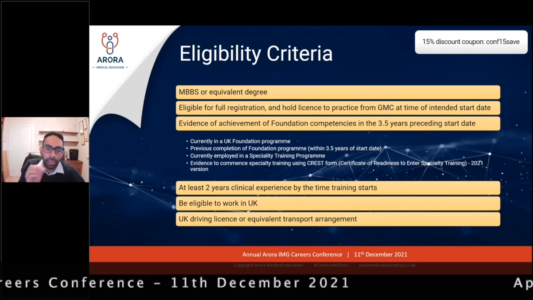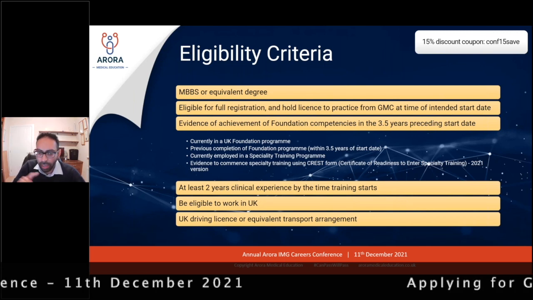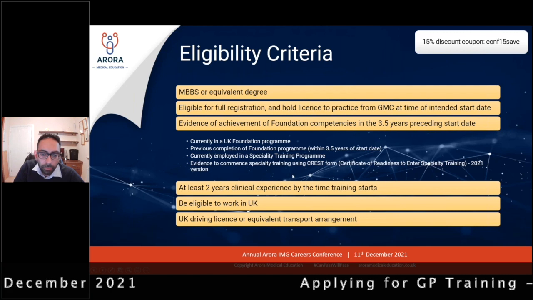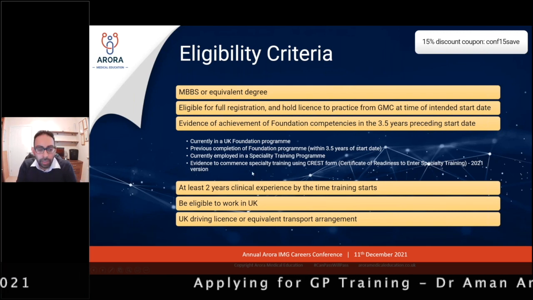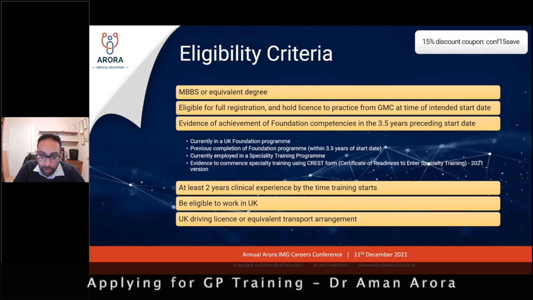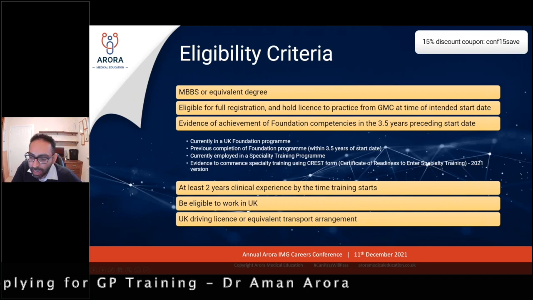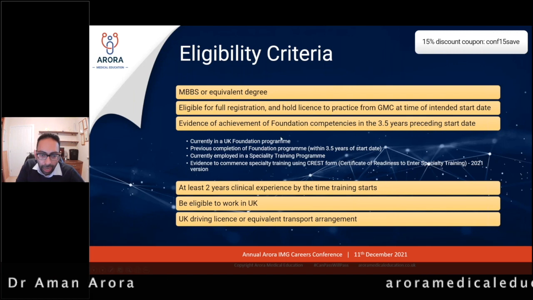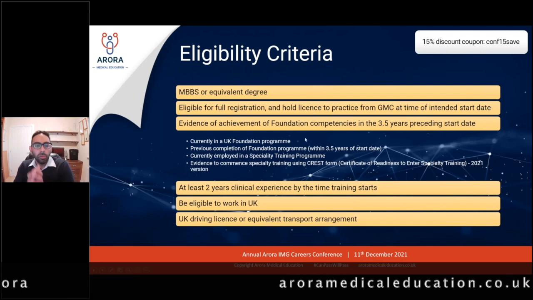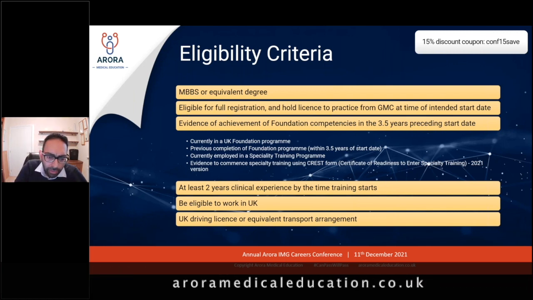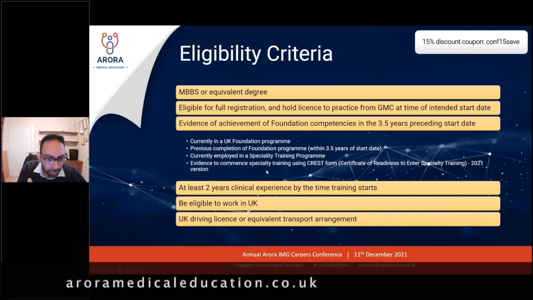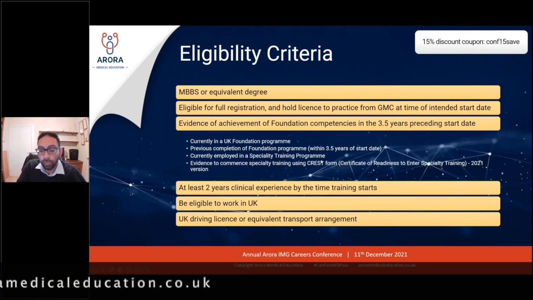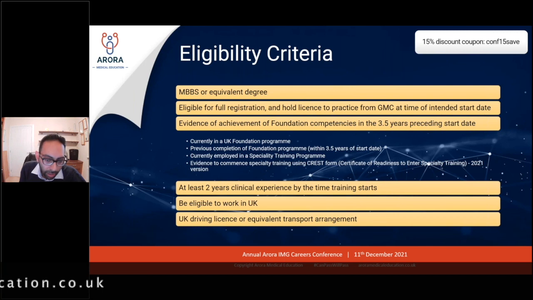For example, you could be in a UK foundation program, for example, F1, F2, or for a lot of people, you need to be showing evidence from your home country using something called a CREST form, Certificate of Readiness to Enter Specialty Training, that a consultant needs to sign to say that you have these competencies to be able to apply for GP training. We have a blog on how to apply for GP training and also a blog about the CREST form, what it all is, and how you go about looking at it.